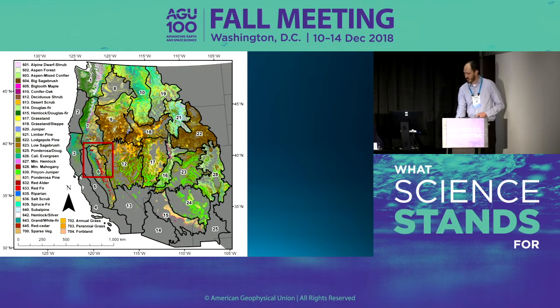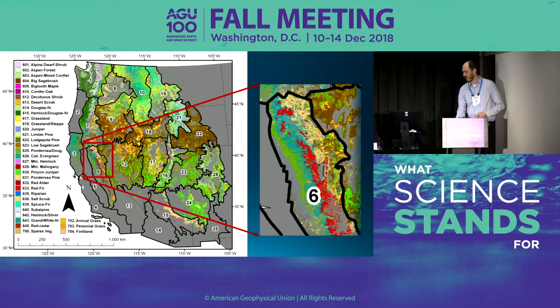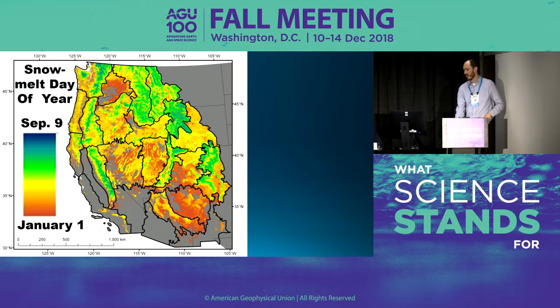And just to show you a zoom in of what this looks like, all these different colors here in the northern Sierra Nevada that I've pointed out are different vegetation classes. And this little gold star here, that is where Paradise, California is. I'll get back to that in a little bit.